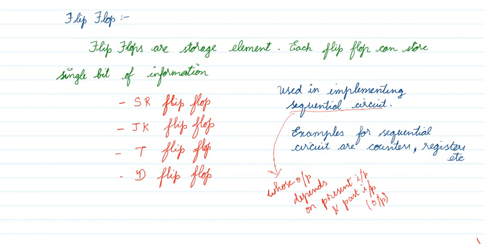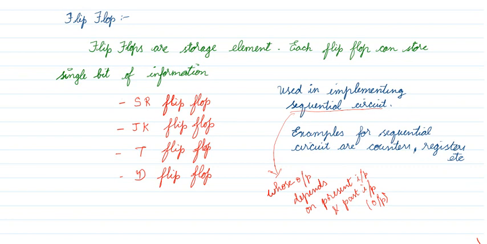Example, if I am counting the dates, today is November 22. What is tomorrow? Tomorrow is November 23. Why is it November 23? Because tomorrow the sun is rising, it's a new day, so we say it is 23. It depends on the past input. What is the past input? The past input is yesterday, that is November 22. So the present output depends on the present input and past input, or past output also. Such circuits are called sequential circuits.